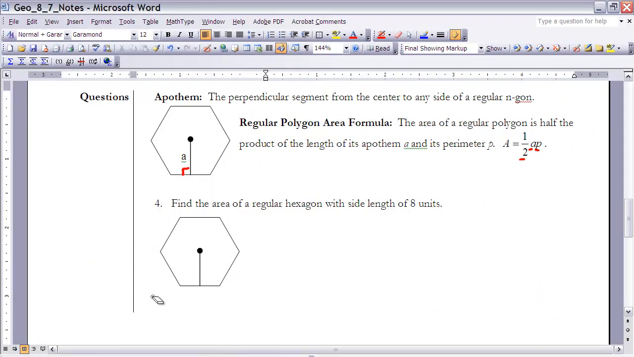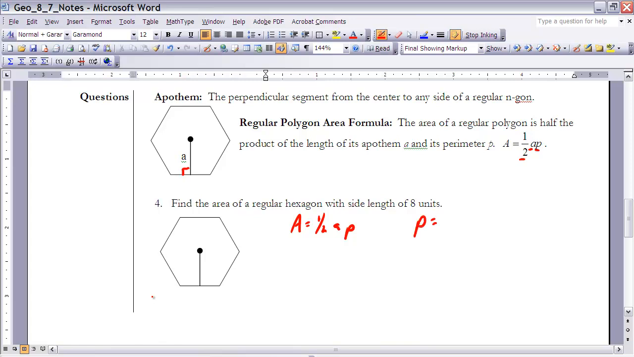So let's take a look now at example number 4 here. It says find the area of the regular hexagon with a side length of 8. Okay, so this is a somewhat difficult problem because they didn't give us the apothem and we have to find it. Well, to do that, first of all, remember if I'm going to find the area of this thing, I want to take 1/2 times the apothem times the perimeter. So the two numbers that I need to figure out is what is the apothem and what is the perimeter.